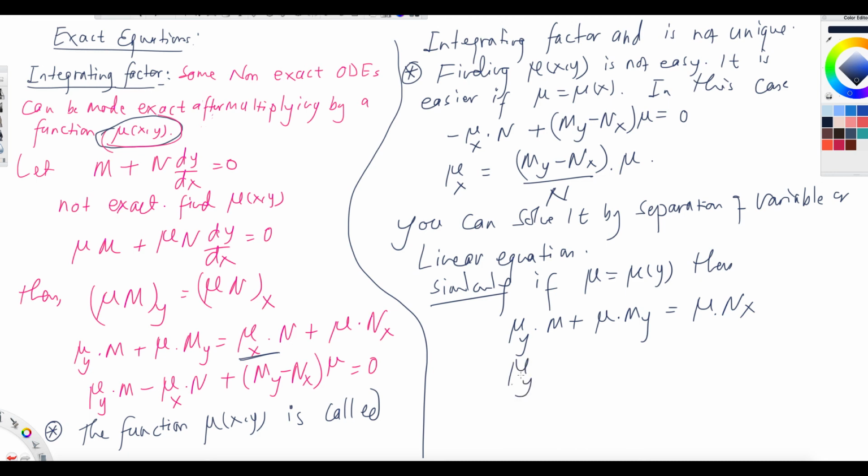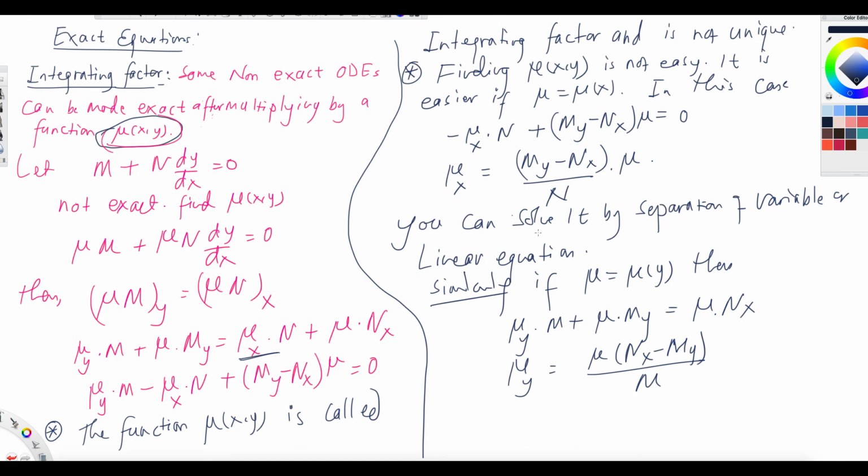So what do you get there then? So mu y is equal to mu times (Nx minus My), because you will have to move this to the other side, Nx minus My, okay, divided by M. That's what you get. You see that? So Nx minus My divided by M times mu, right? So this is the formula you will use to find out mu if this is complicated, okay? So after you do this, then you can find out the mu, okay?